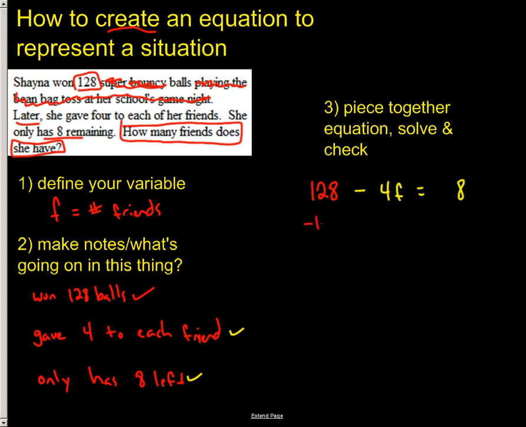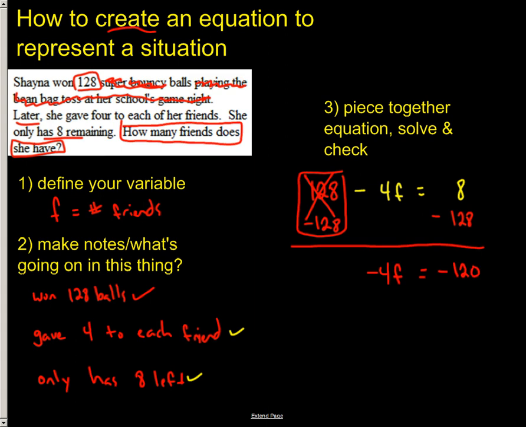Let's subtract 128 on both sides. I know it seems weird at first, but you have to have faith. A little bit of faith goes a long way. 128 take away 128 leaves us negative 4 times F, and this would be negative 120. Divide both sides of the equation by negative 4, and you quickly find out that F is equal to 30. So Shanna has 30 friends. How many friends does she have? She has 30 friends.